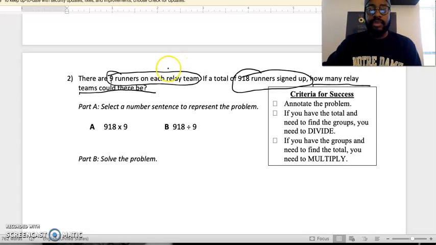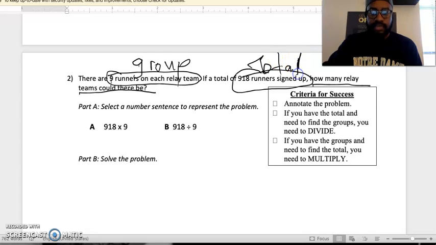I also know that because it says there are 918 runners that I'm breaking up, that means that I'm not going to have any more runners. 918, that's just the total amount. So I'm going to label this as total. And this is one of the groups. So I have the total, I have a group. I'm looking for the other group, that's going to be division.